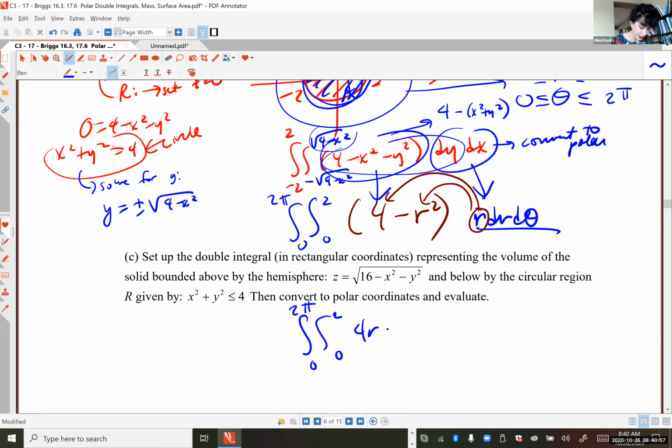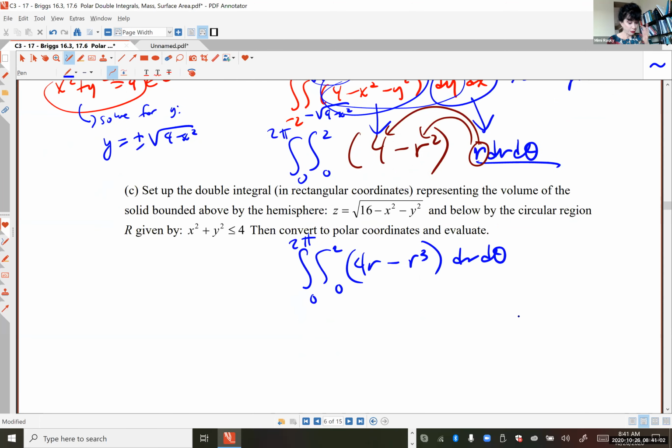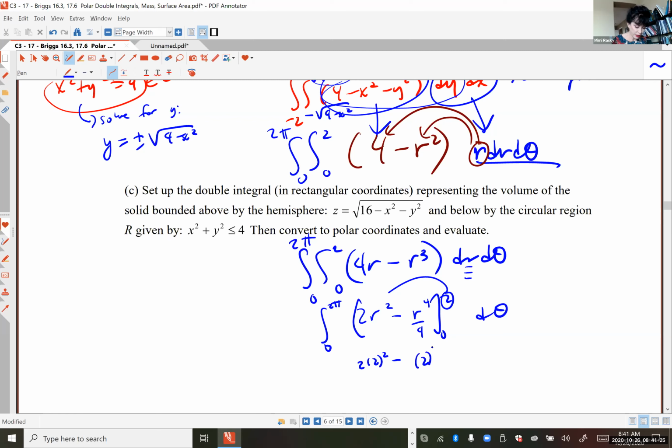Okay, so if I distribute my r, then this is super easy to integrate with respect to r. So then I'll have what? 2r squared minus r to the 4th over 4, evaluating that going from 0 to 2. And that's super easy. So you'll just plug in your 2. That's going to give me 8 minus 16 over 4, 8 minus 4? That's just 4.